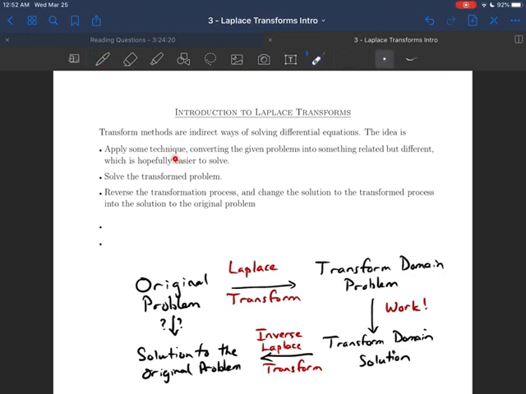So this is the idea. We're going to apply some technique converting the given problem into something related but different, which is hopefully easier to solve. That's this step going from the original problem via the Laplace transform, whatever that is, we haven't defined it yet, to the transform domain problem. Then we solve the transform domain problem. Through some work, we get to a transform domain solution, and then we reverse the transformation process, changing the solution to the transform problem into the solution to the original problem, right?